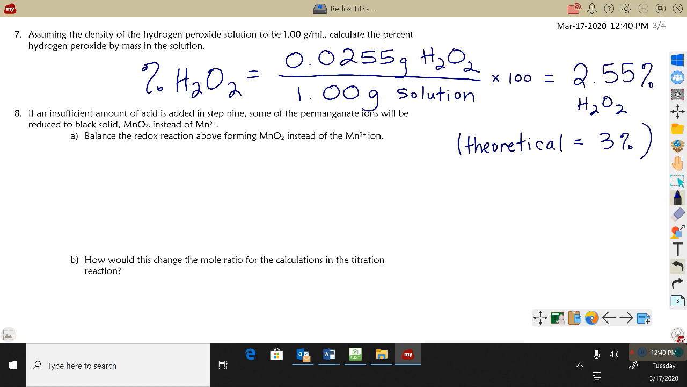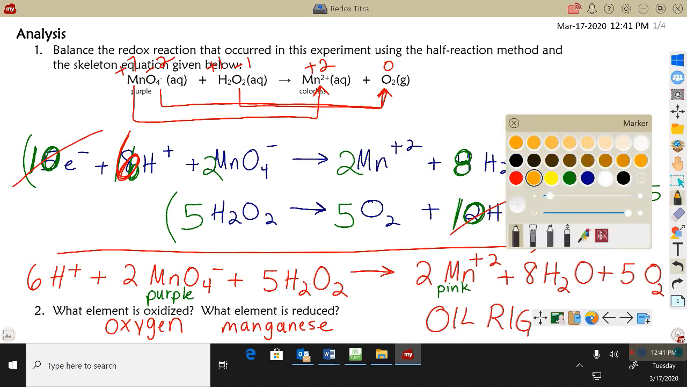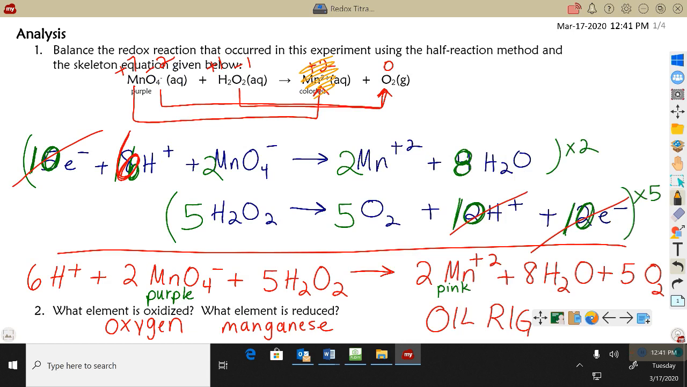And finally, number 8. It says, if an insufficient amount of acid is added in step 9 of the procedure, some of the permanganate ions will be reduced to a black solid of MnO2, manganese dioxide, instead of the manganese plus 2 ion. That was supposed to be the light pink ion. And ironically, some of us just proved this in the lab. When we ran this, there were a couple times where a group would say, oh my gosh, it's turning brown, it's all cloudy and weird. And we said, oop, just run it again. Insufficient amount of acid. So what happens is if I go back to my balanced equation, instead of forming this, which is the pink, that's what we wanted, you form MnO2.